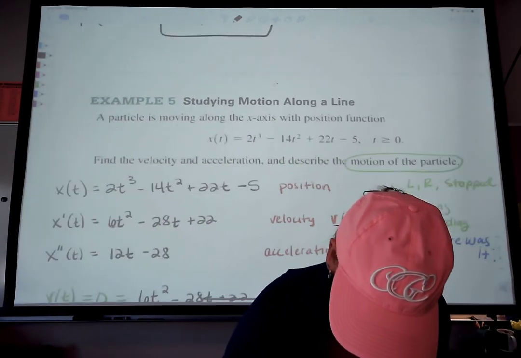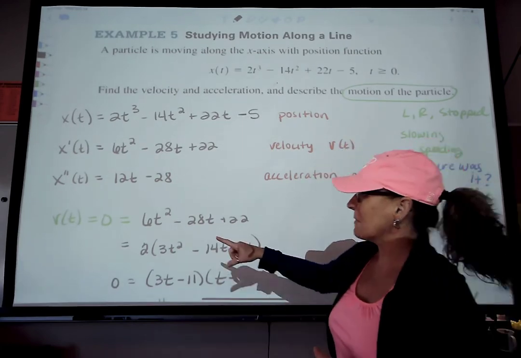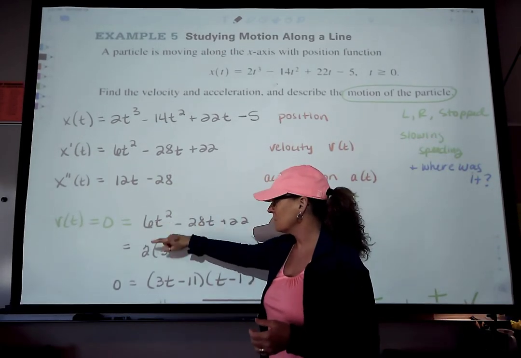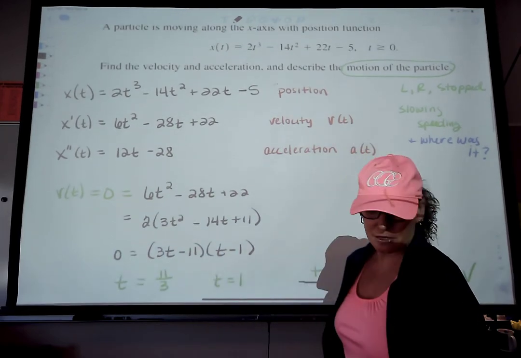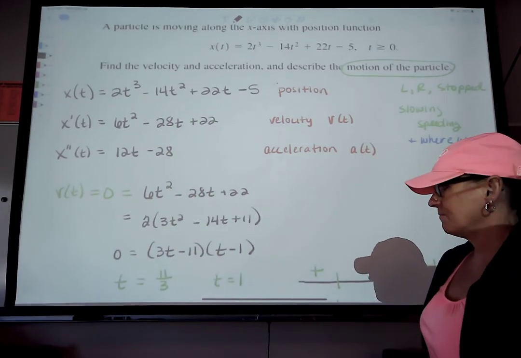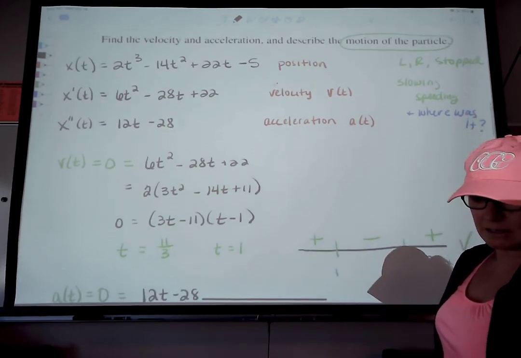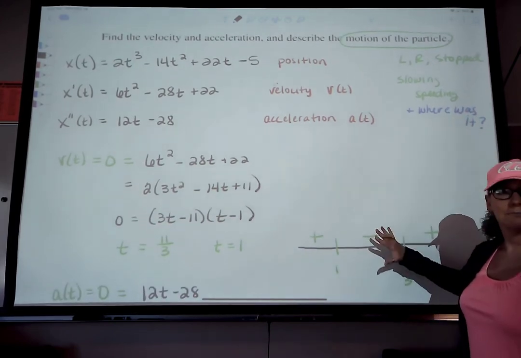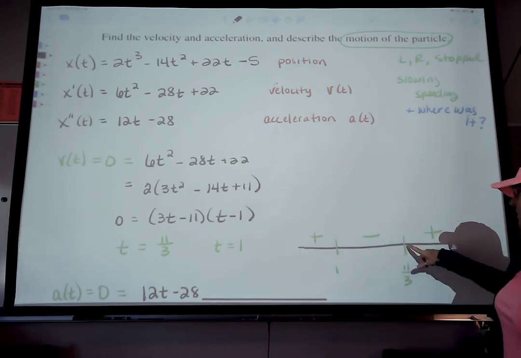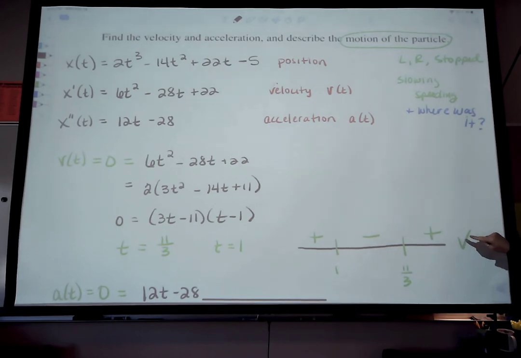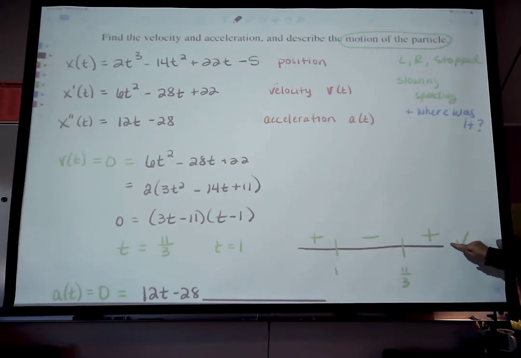As far as left, right, and stopped, I set my velocity function equal to 0, factored it, and solved it. I got 1 and 11 thirds. Then I came over here and made a sign chart for velocity. I put 1 there, I put 11 thirds here, and I labeled it. My sign chart is looking at velocity.